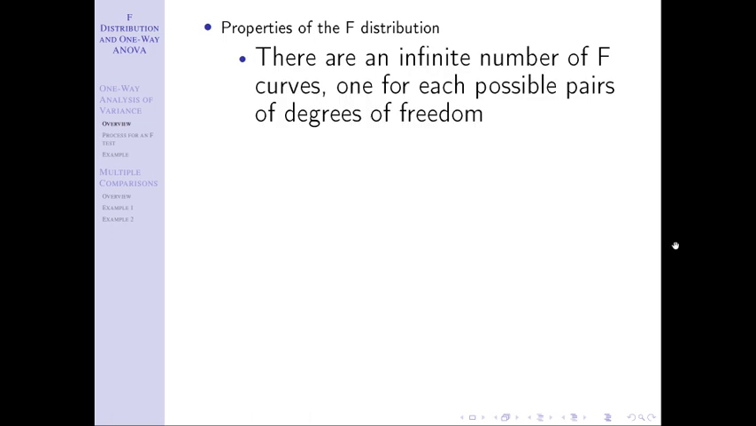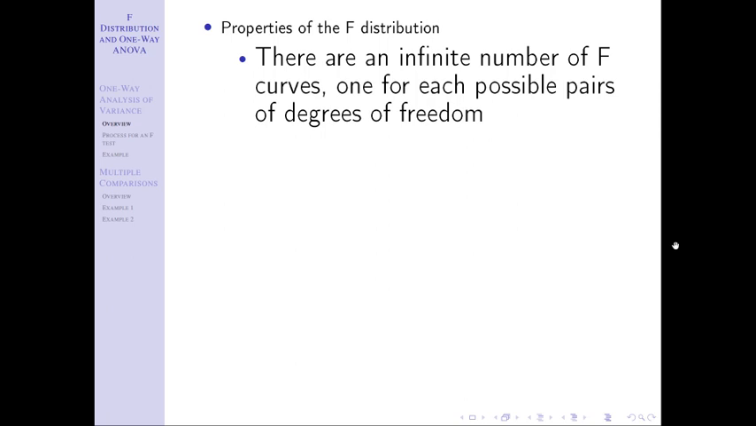First one is there are an infinite number of F curves. So that's similar to the T. But notice what we say here. It's not an infinite number of F curves, one for each degree of freedom. It's each possible pair of degrees of freedom. And you notice that if you look at the picture, it says R1 equals something and R2 equals something. Now, what you call the degrees of freedom, every textbook calls something different. This picture that I pulled called the degrees of freedom R1 and R2. They're probably more commonly referred to as numerator degrees of freedom and denominator degrees of freedom. But I've seen them called a lot of different things. The key is that there are 2 degrees of freedom for the F distribution.